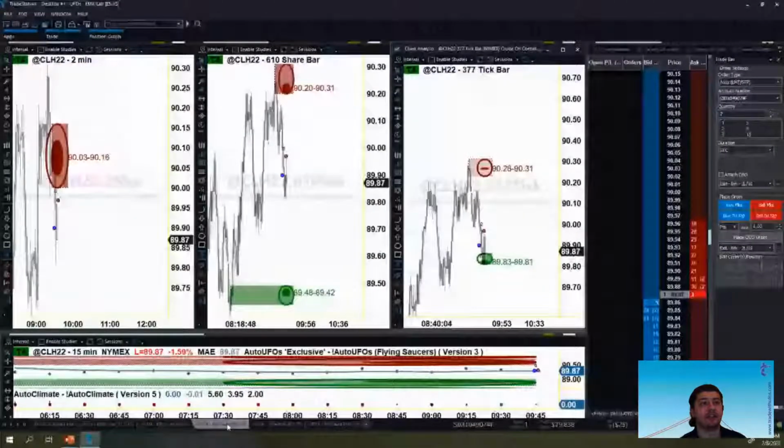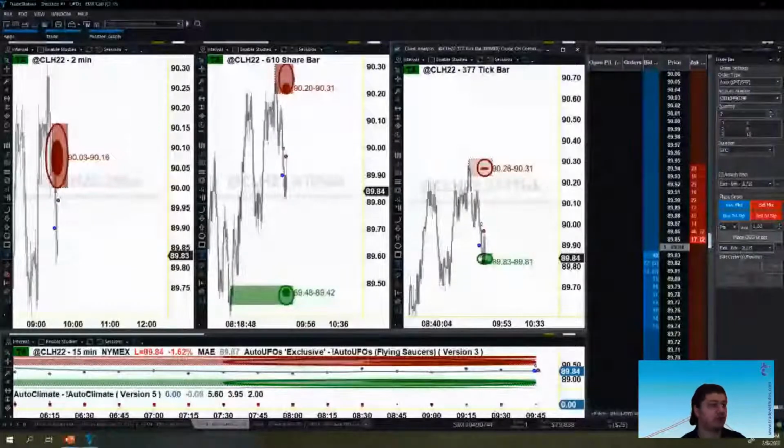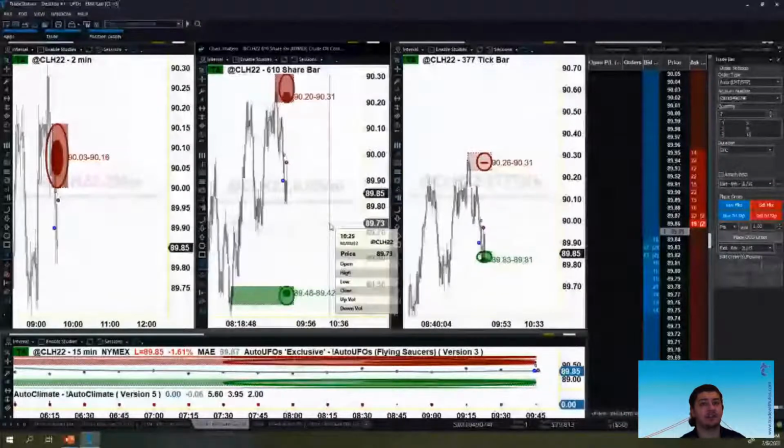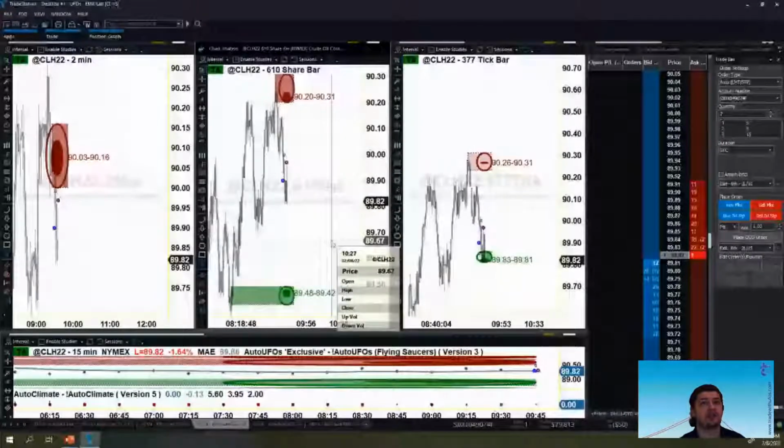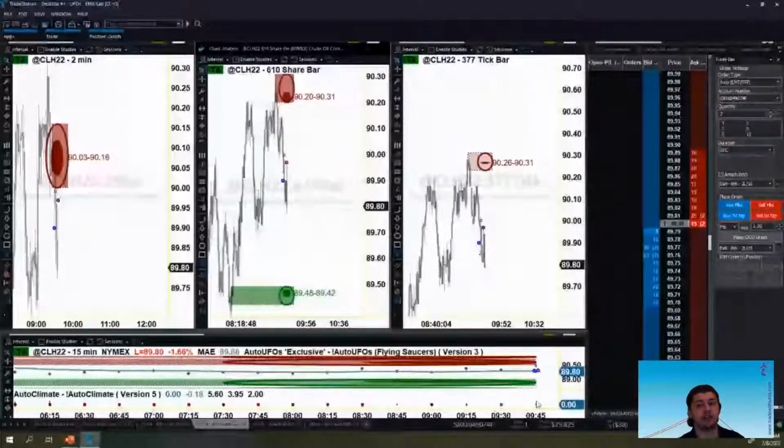Okay, I'm not quite sure why crude, because I'm looking at the screenshot here that we took. The stop was at 89.67. It never got to 89.67. 67 is all the way down here. So realistically speaking, you would be in this trade correctly. As soon as this climate changed, though, you should have been out.